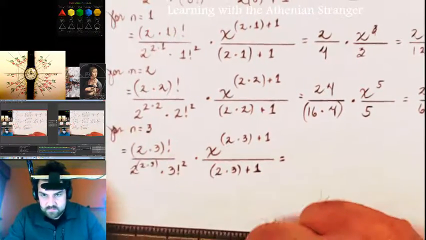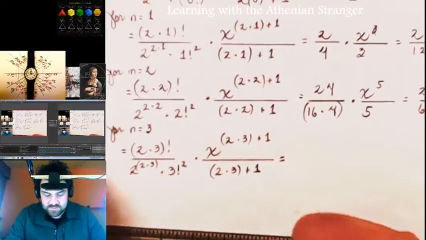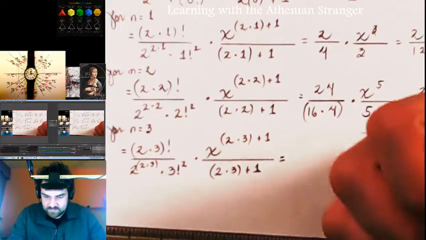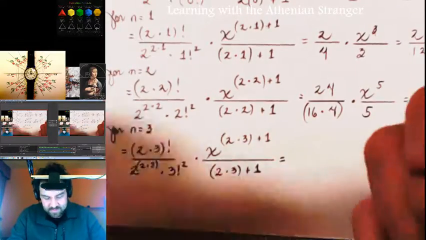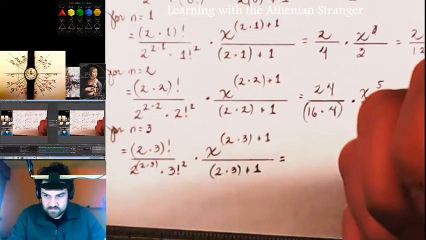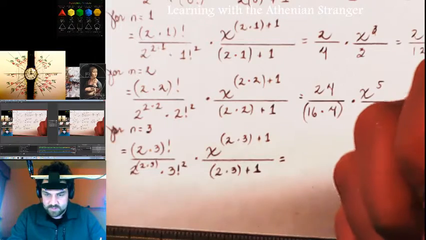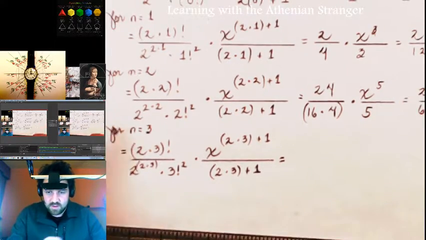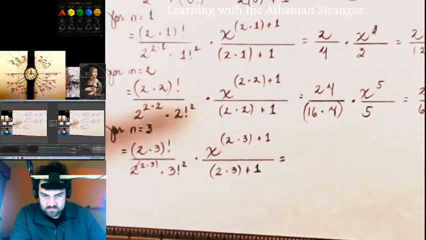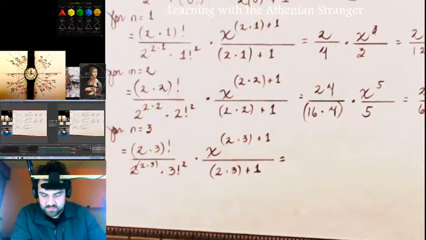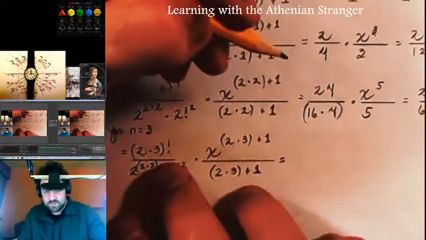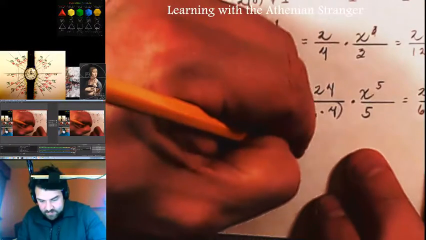What's 2 times 3? 6. What is 6 factorial? Well, 6 times 5 times 4 times 3 times 2 times 1. 6 times 5 is 30. 30 times 4 is 120. 120 times 3 is 360. 360 times 2 is 720. 720 times 1 is 720. So 6 factorial is 720.